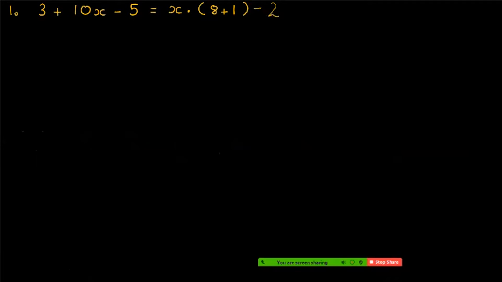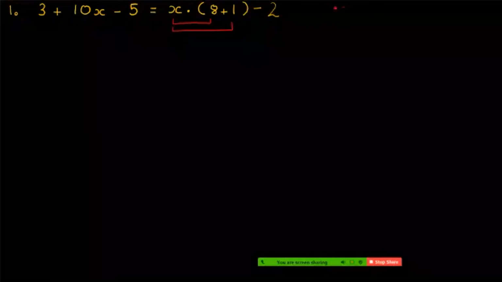So our first question: 3 plus 10x minus 5 equals x times (8 plus 1) minus 2. Here we have x times (8 plus 1), so this uses the distributive law, because we multiply what's outside, and the dot means a multiplication sign. We put these lines here to mean that x is being multiplied by 8, and then x is multiplied by 1, and we add those two terms together. So let's use the distributive law to open up these brackets.